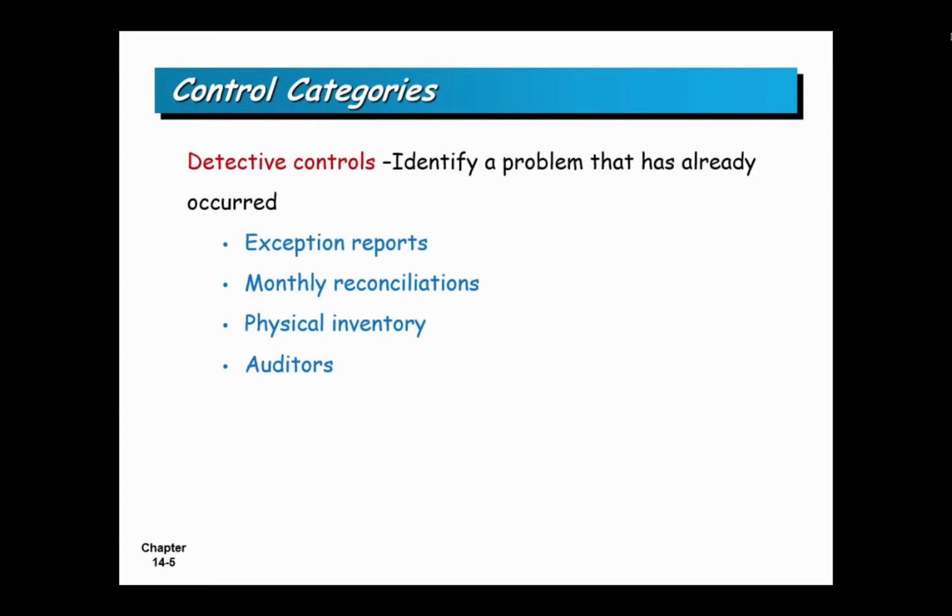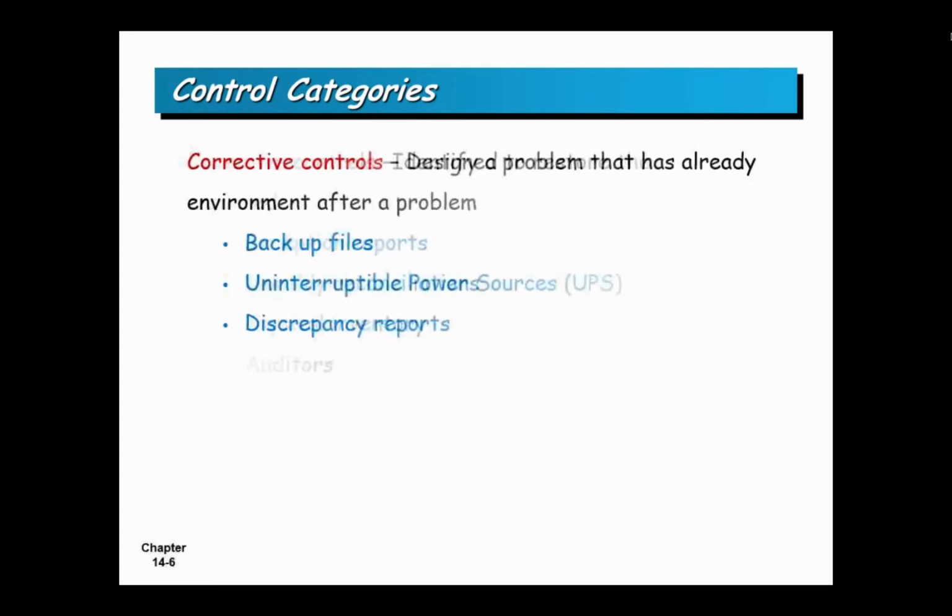Auditors, internal and external, are a detective control. They come in and they try to find problems that might have occurred. So these are after the fact. The problem has already occurred. That's not where you want to find the problem. You want to find the problem before it occurs. And then corrective controls. These are controls that are in place to fix a problem after it's occurred, get everything back to normal. You have backup files.